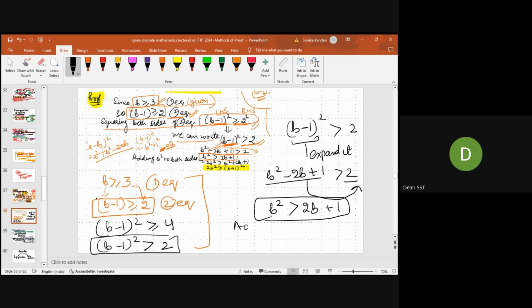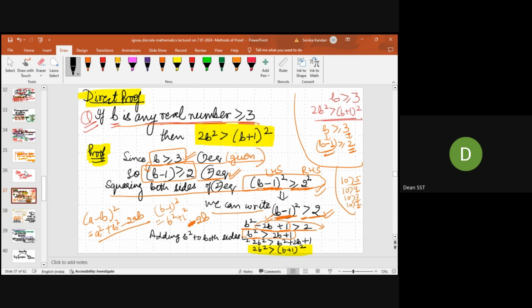Now we are adding B square to both sides. So the left hand side becomes 2B square. The right hand side becomes B square plus 2B plus 1. When we squeeze it into the formula of (A plus B) square, we get (B plus 1) square. So it is 2B square is greater than (B plus 1) square. Is it clear? Yes.